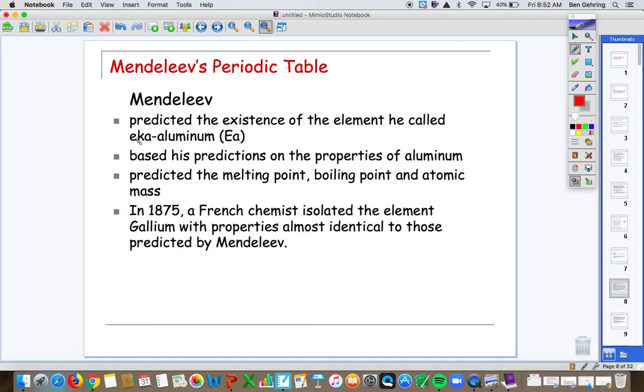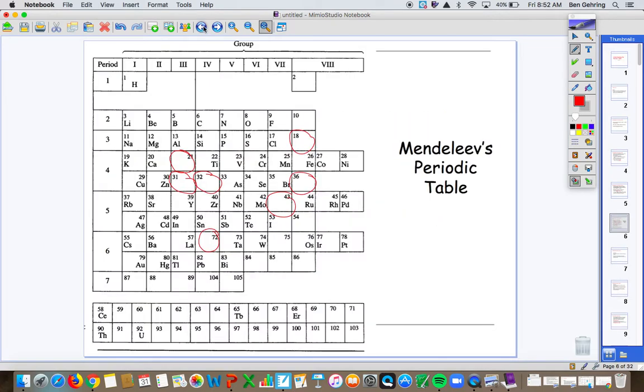exo-aluminum. And so this element, exo-aluminum, had properties similar to aluminum, and he used those properties to predict what this element was going to look like and how it was going to function. And I'm looking for aluminum here. Okay, so if I look, we delete all of these.